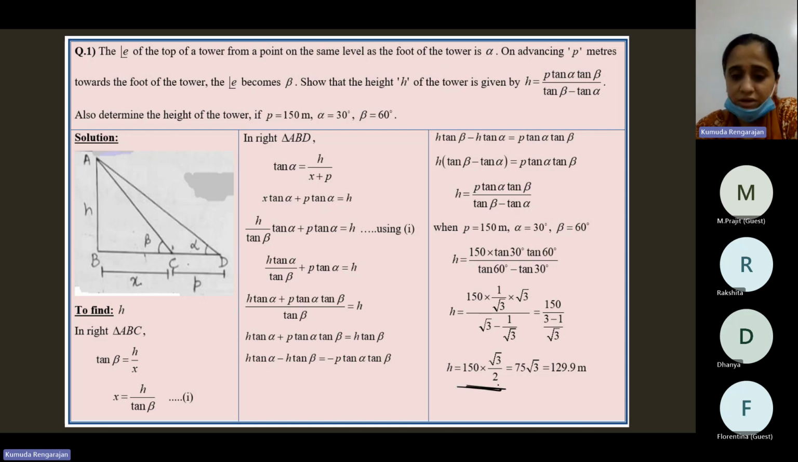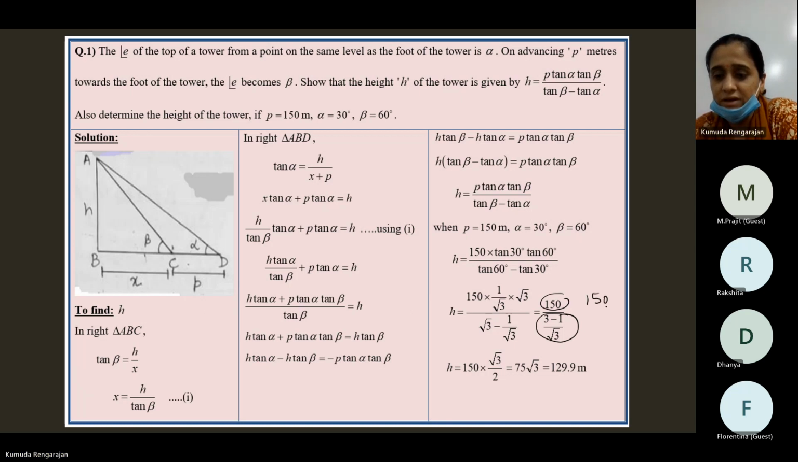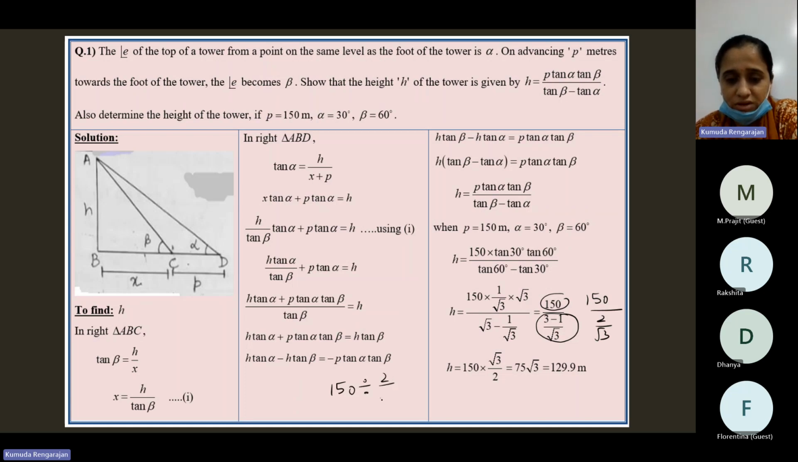This one, yes. That I take root 3 by 2 and write it as 150 by 2 into 1 by 2. Okay, let me explain this one. This is the numerator, right? This is the numerator, this is the denominator. So what you have is 150 by 2 by root 3, correct? It is actually 150 divided by 2 by root 3. It's like this.